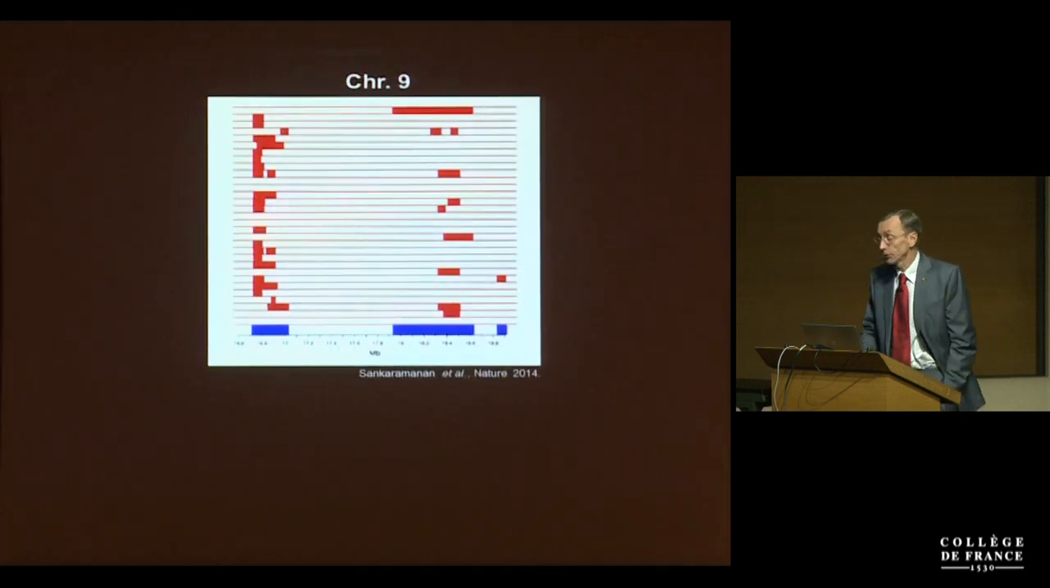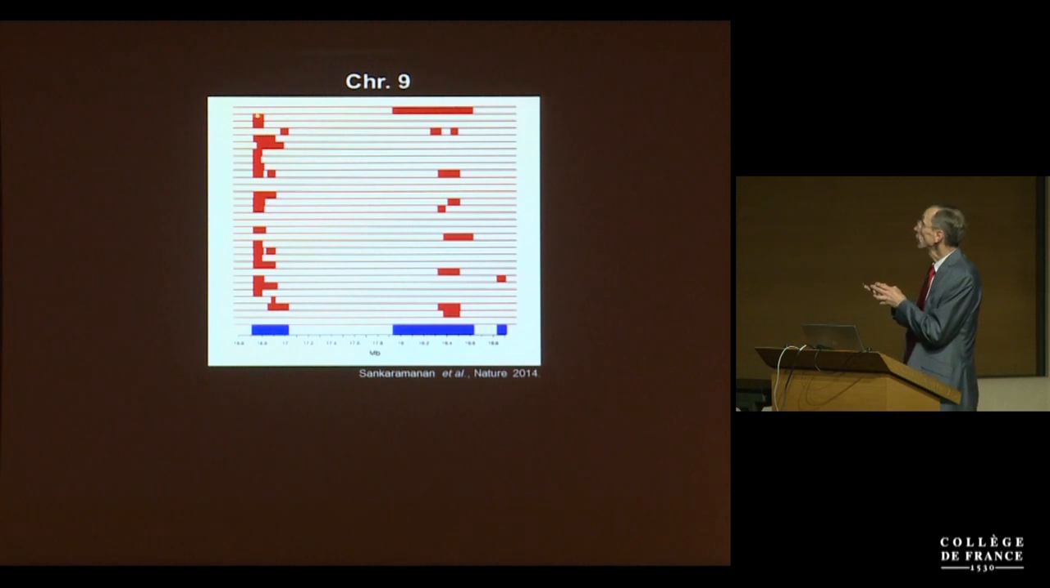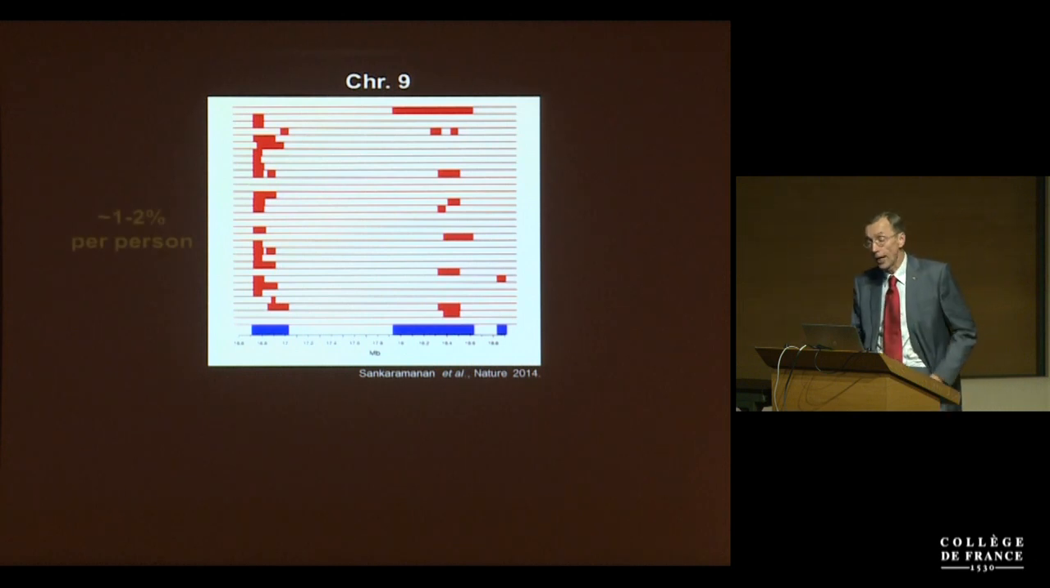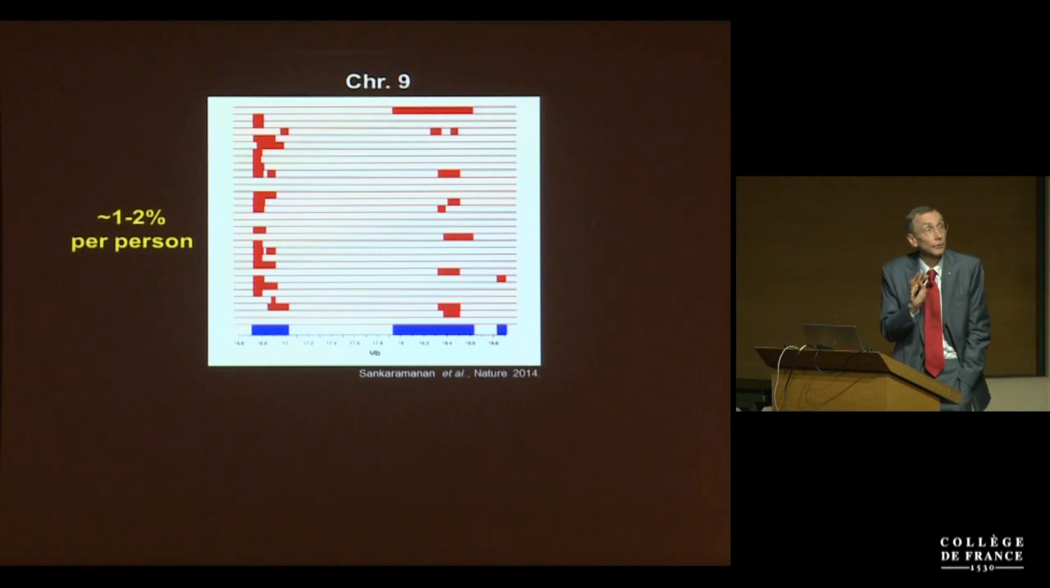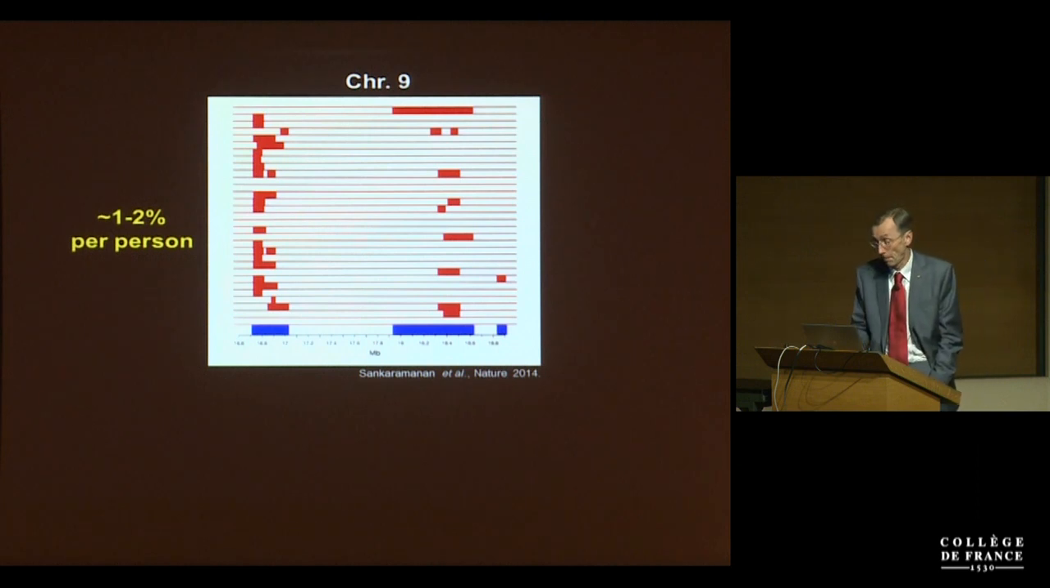So this now allows us to look in many people. For example, this is just for one chromosome, marking which segments seem to come from Neanderthals on chromosome 9 in many present-day individuals. So you will see most people carry different parts from the Neanderthals, but on average it ends up being somewhere between 1% and 2%.